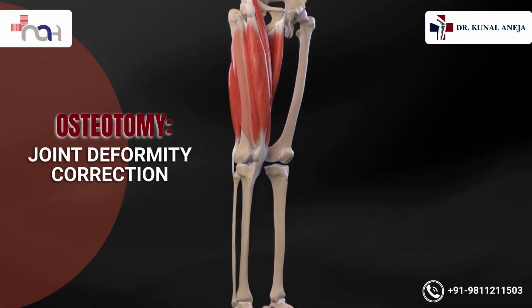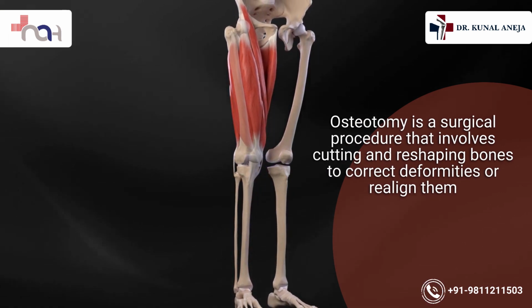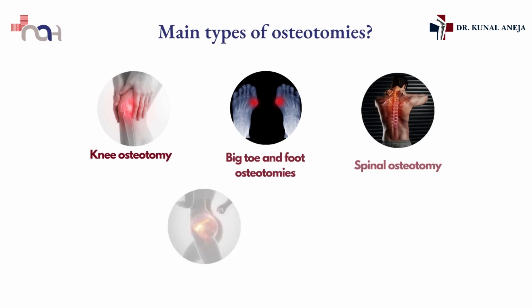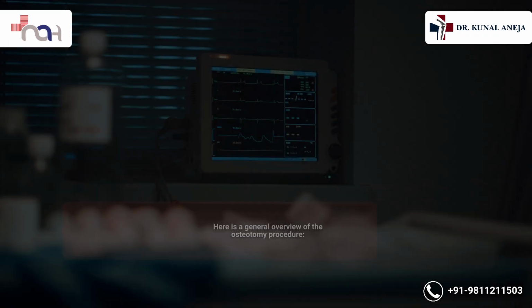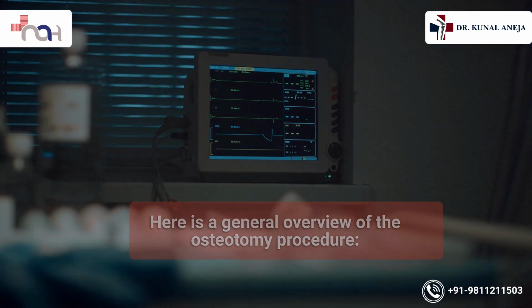Osteotomy: joint deformity correction. Osteotomy is a surgical procedure that involves cutting and reshaping bones to correct deformities or realign them. Main types of osteotomy. Here is a general overview of the osteotomy procedure.